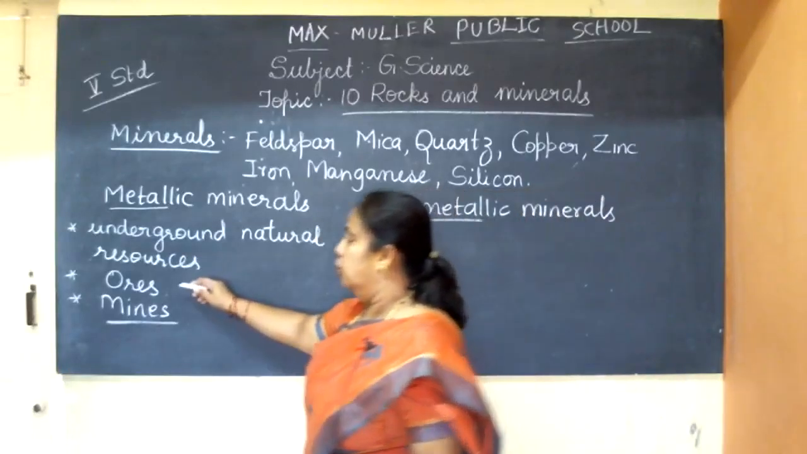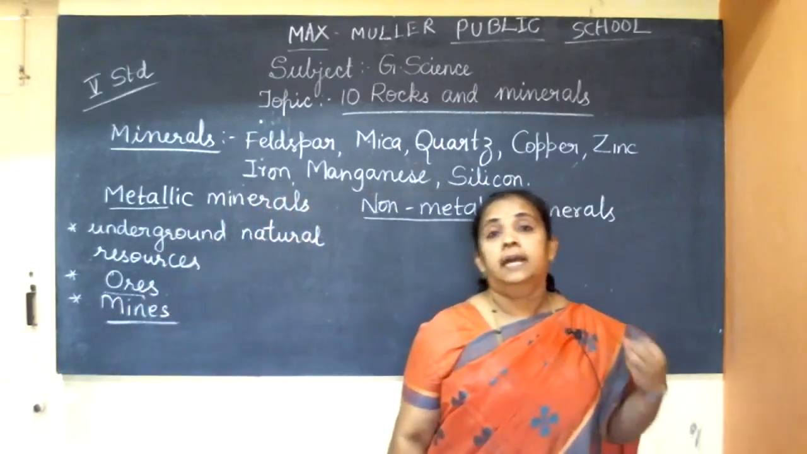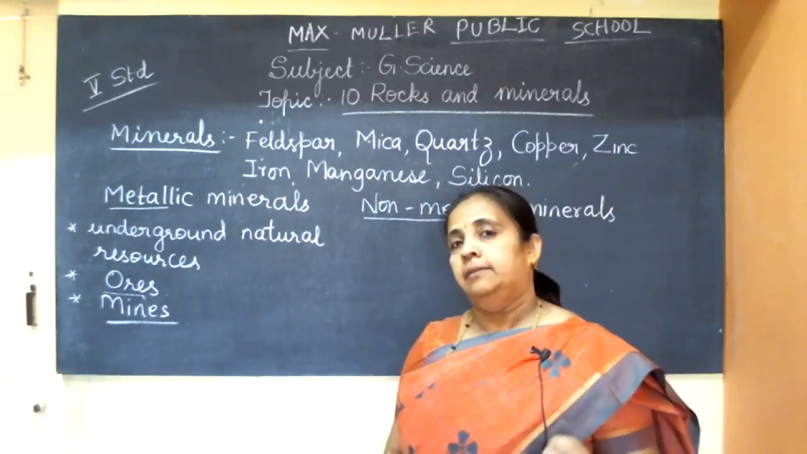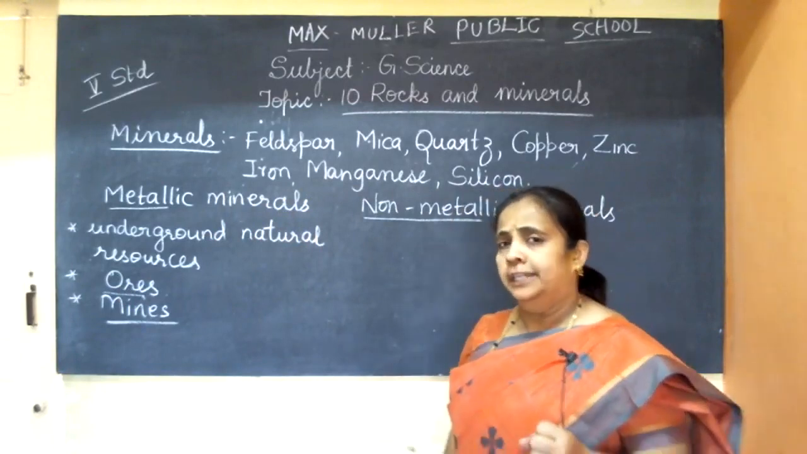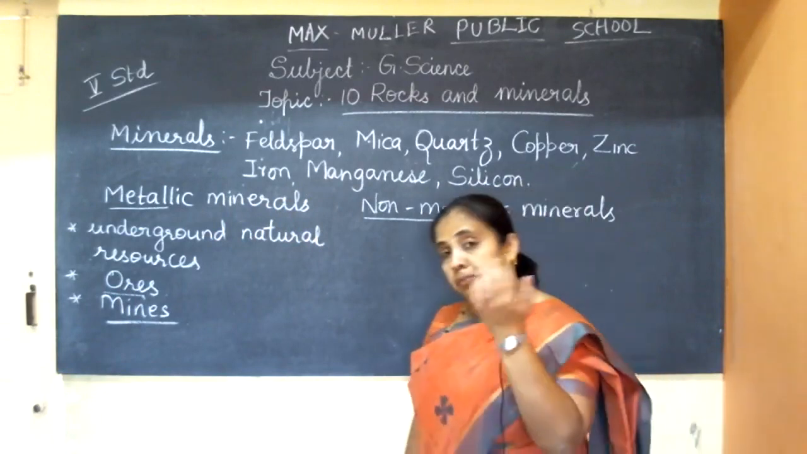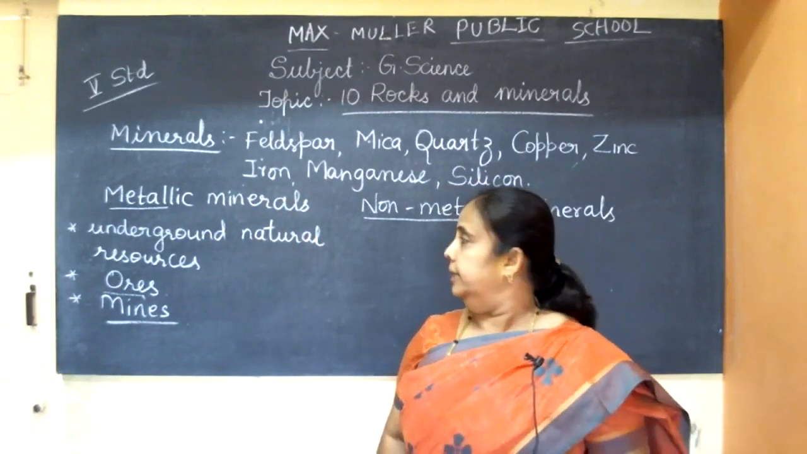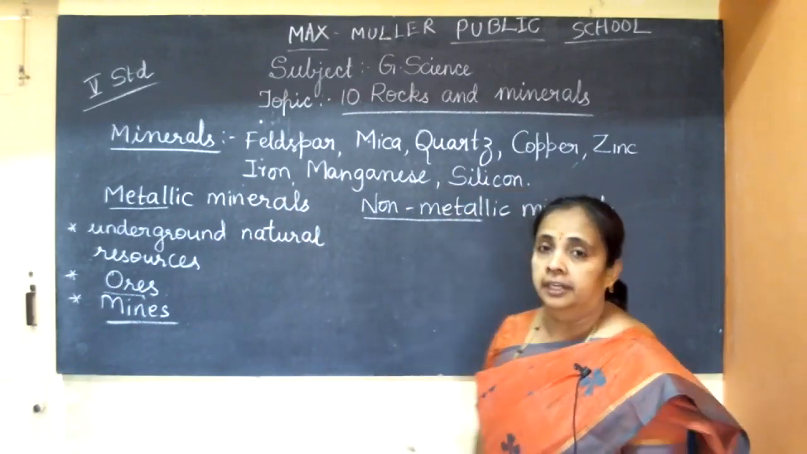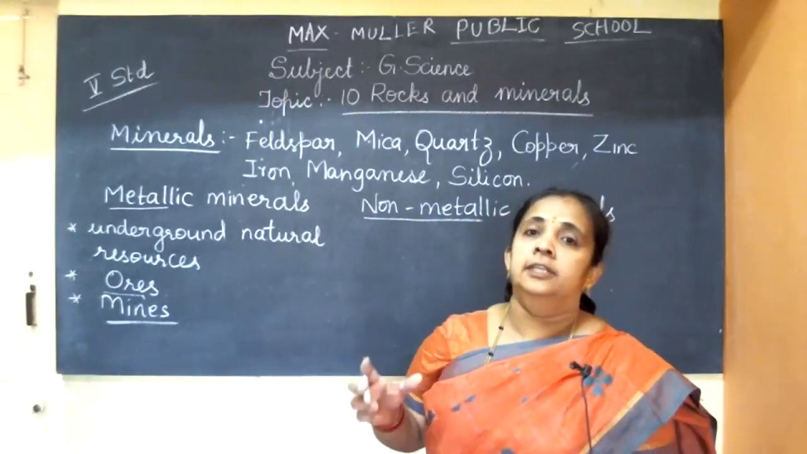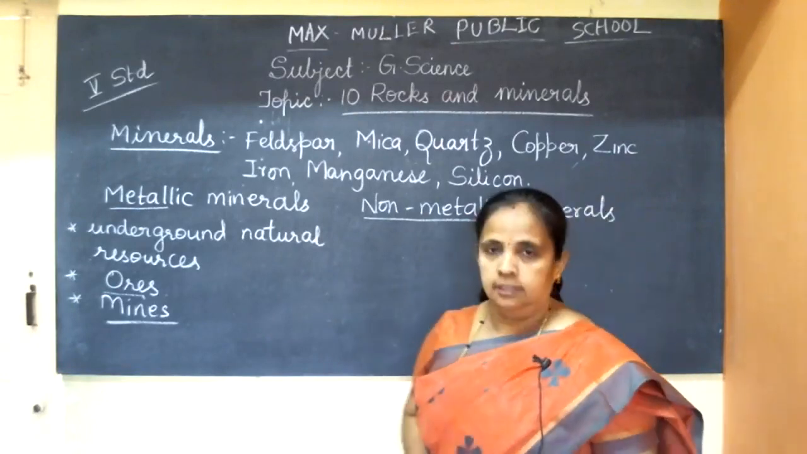So in the form of ores you have these metallic minerals, and they are heated at a very high temperature. What happens when the metallic minerals are heated? They become soft and turn into liquid, and from that the minerals can be extracted or taken out.